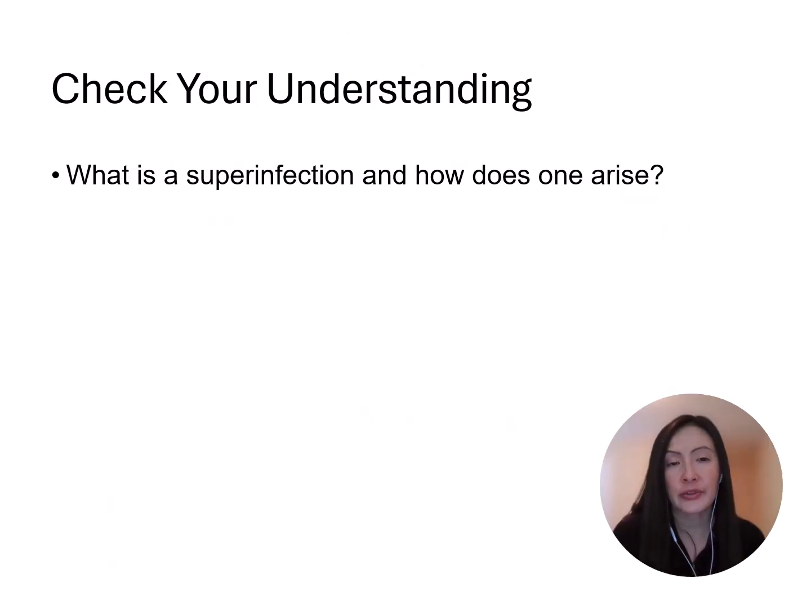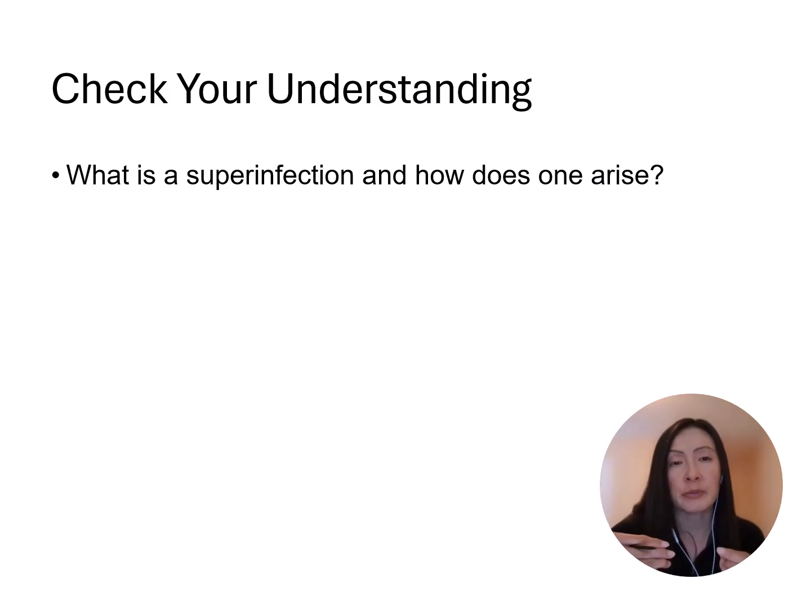This checkpoint asks, what is a superinfection and how does one arise? So a superinfection is a secondary infection that develops while a patient is being treated for a pre-existing infection. And it often happens when a broad-spectrum antimicrobial drug kills the normal microbiota, so that's normally protecting us. And this allows resistant organisms to overgrow.